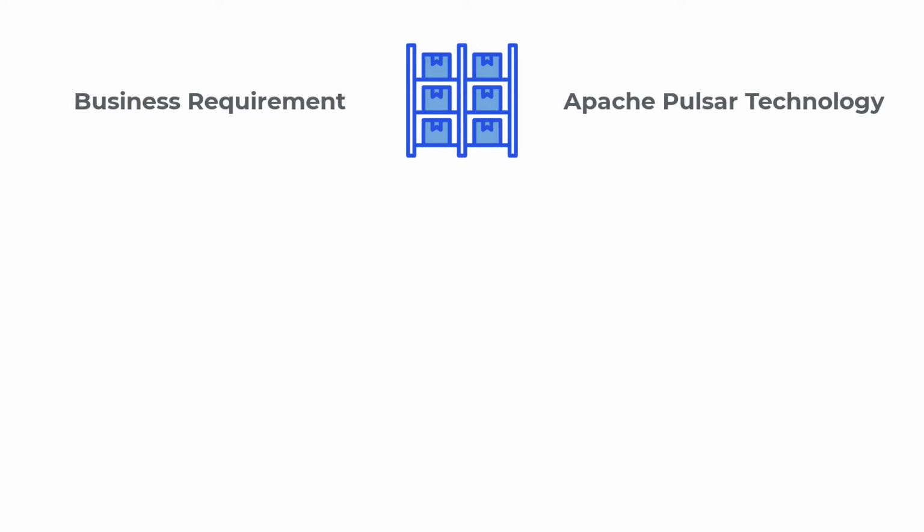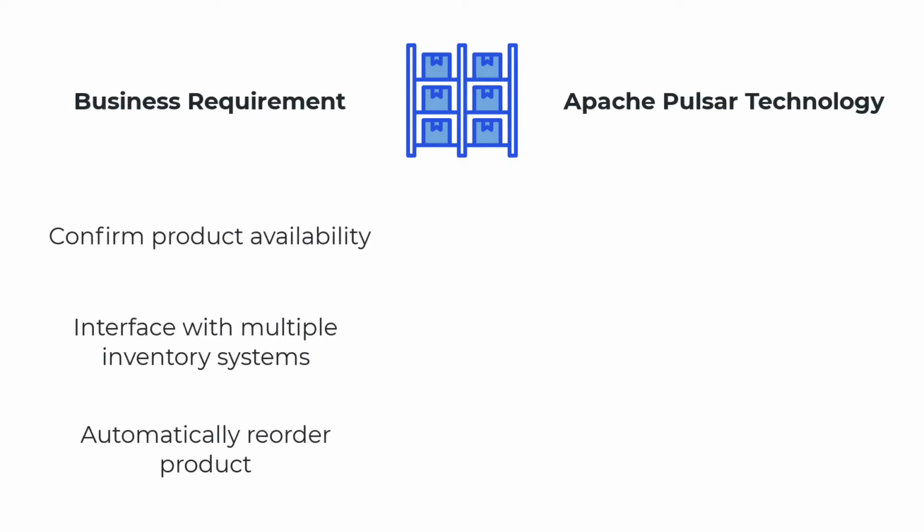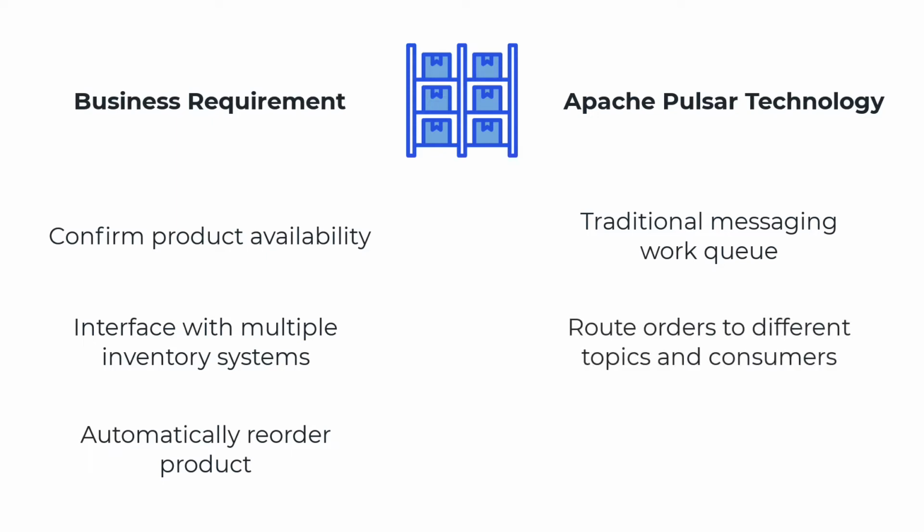Let's start with our supply chain business requirements. Apache Pulsar allows us to use a traditional messaging work queue to approve orders in parallel to increase throughput. When we need to interface with multiple inventory systems in various countries, we can route messages to different topics and consumers based on the country.